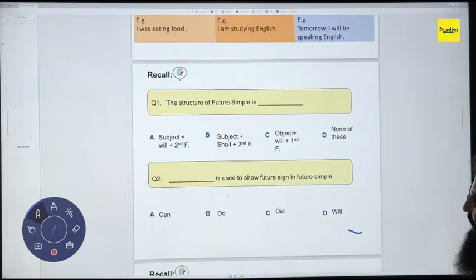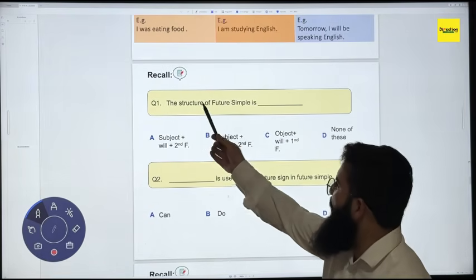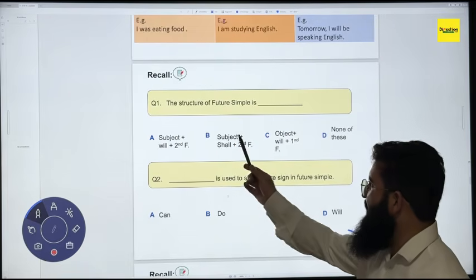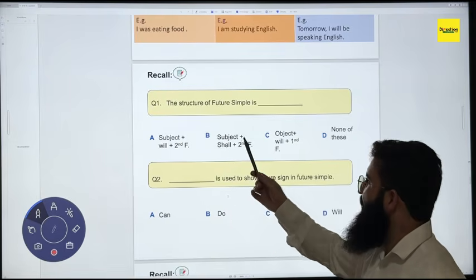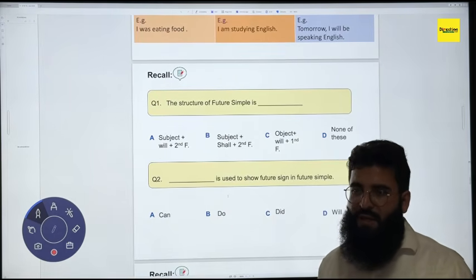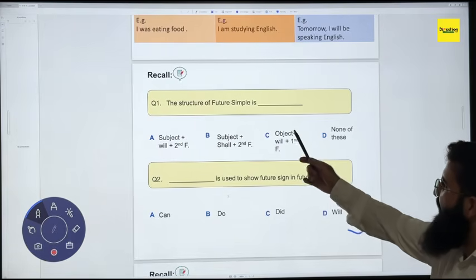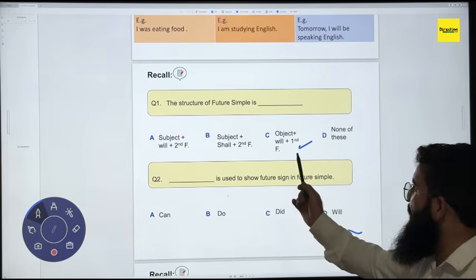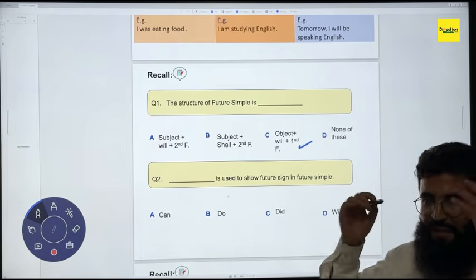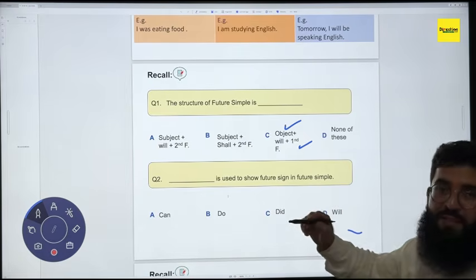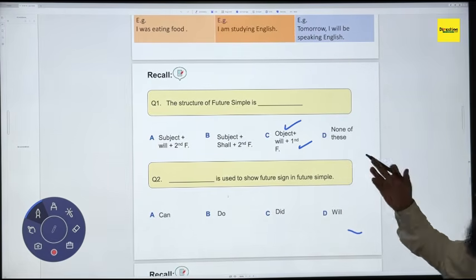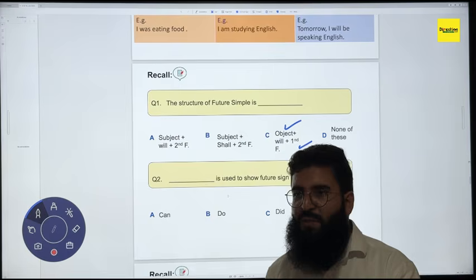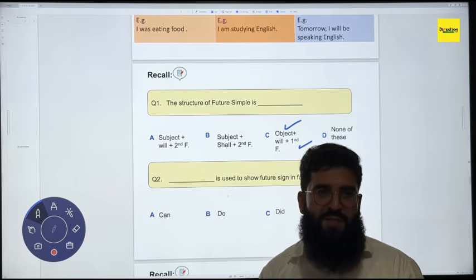And now is a quiz. My first question is, the structure of future simple, is it subject plus will plus second form? Is it subject plus shall, will or shall, same, plus second form? Everybody is saying no, yeah? Because this is not second form. Is it object plus will plus first form? Here we go. Is it correct? No, it also has a problem because it's not object in the start. It is a subject. That you have to keep super vigilant. Here it should be subject, not object. That's why the last option can be correct: none of these, they're all wrong. They will not give you super easy questions. They'll ask you some tricky, arduous questions where you have to be super vigilant, isn't it?